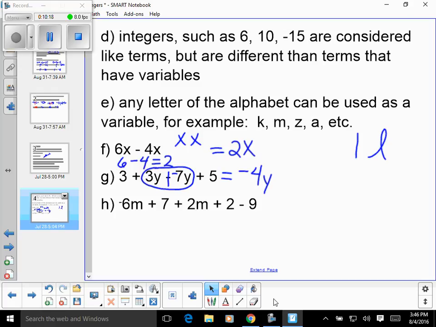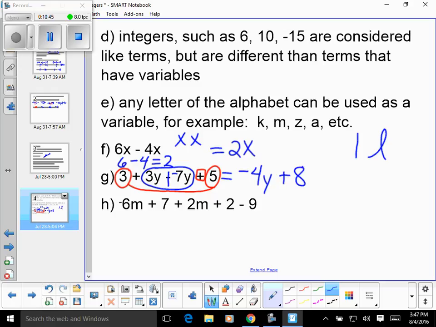Now, the 3 and the 5 are integers, so they are like terms. And here is the symbol, the operation symbol that we have to pay attention to. 3 plus 5. So 3 plus 5 is 8. Notice that we generally will write it as a negative 4y. We put that variable first. There's no hard and fast rule about it, it's just that's the way we usually do it. If you want to try h, hit pause, and then I'll show you how it's done.